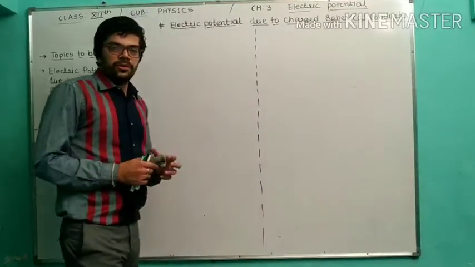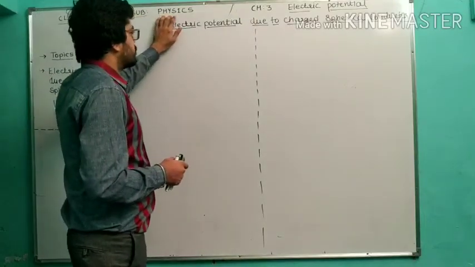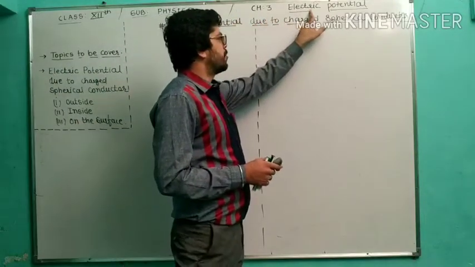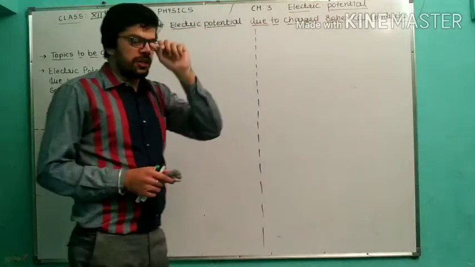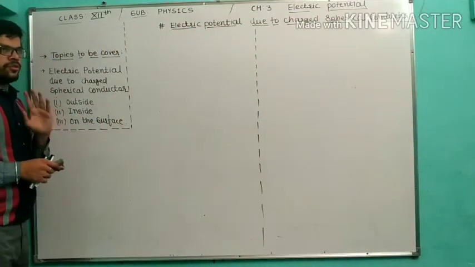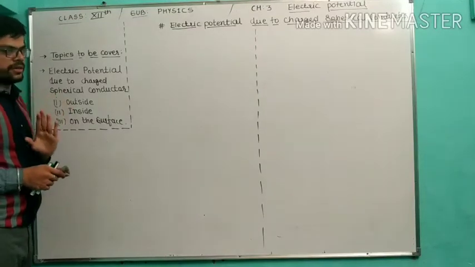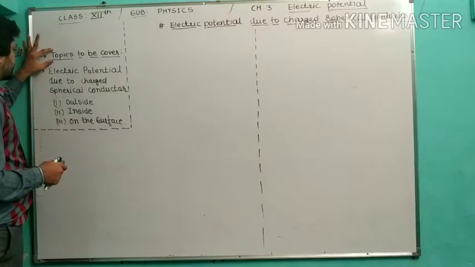So today we are going to talk about class 12th standard, subject physics, and chapter number 3. The name of the chapter is electric potential. What topics are we going to cover here? We are going to cover only one topic today, which is very important because it requires deep understanding.